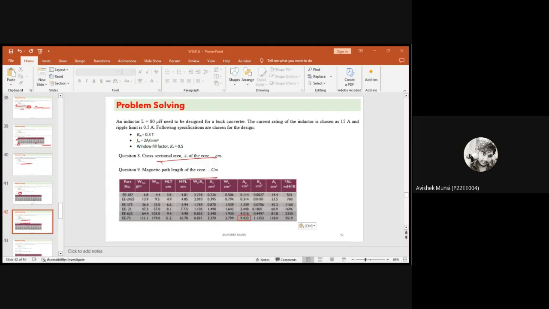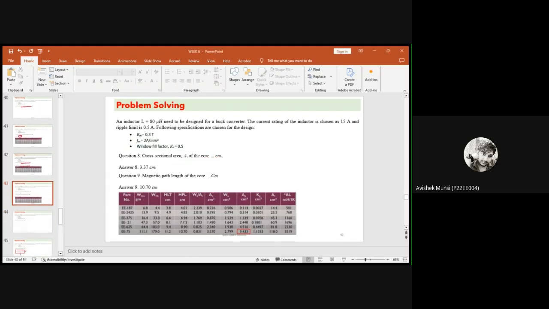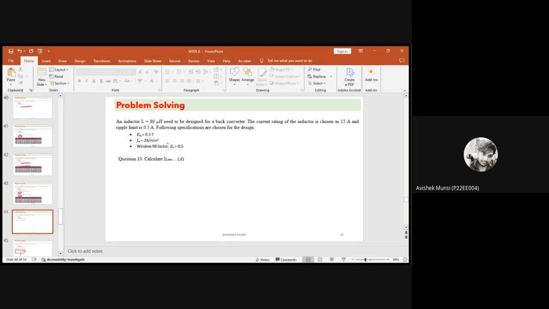So from the data, it can be clearly seen that the cross-sectional area for the 75 we choose is 3.7 centimeter square. The magnetic path length is 10.70 centimeter. So now next is we have to calculate the RMS inductor current. Okay. So I'm giving 2 minutes to calculate the RMS inductor current.